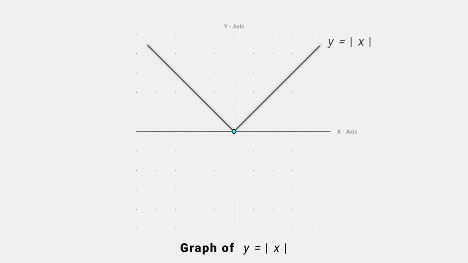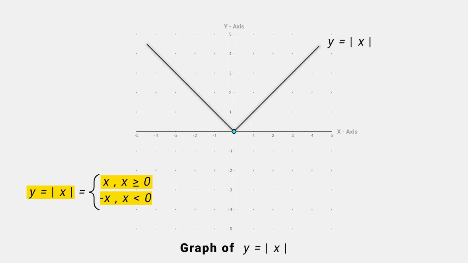The function defined by f of x equals modulus x is called the absolute value function or modulus function. The graph of modulus function is symmetrical about y-axis.